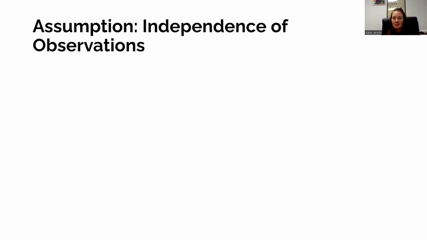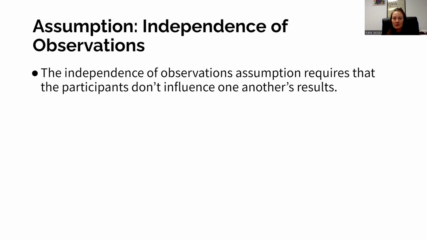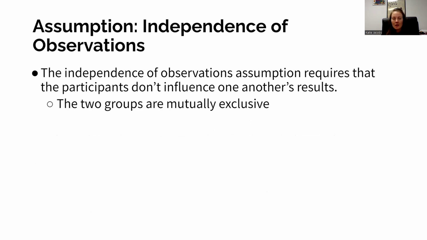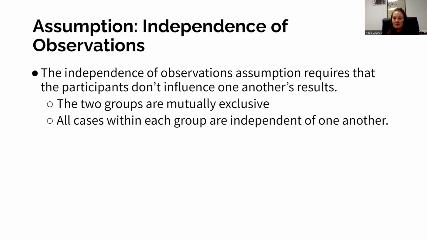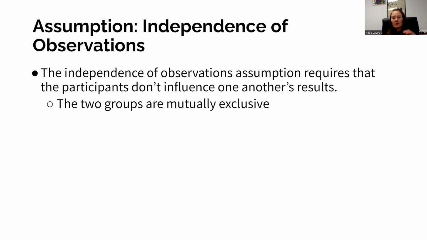Okay, so assumption: independence of observations. This basically just requires that the participants don't influence one another's results. One way that we check this is that our two groups are mutually exclusive, right? This means that we use a between group design. If we have no reason to believe that one group is influencing the other group, then just by the nature of using a between group design, we believe that we meet this assumption.